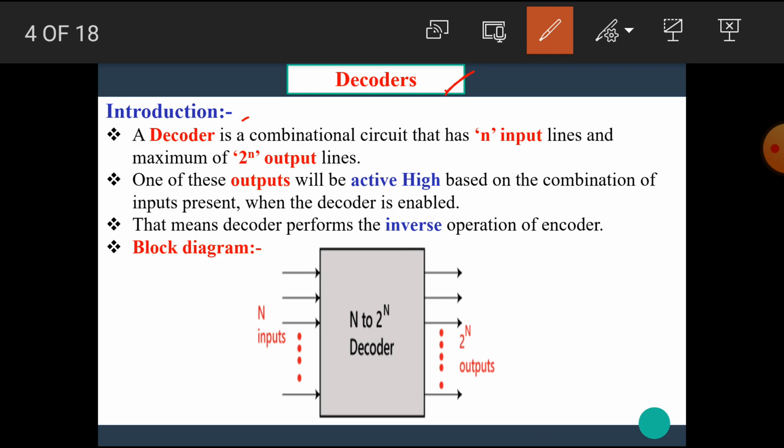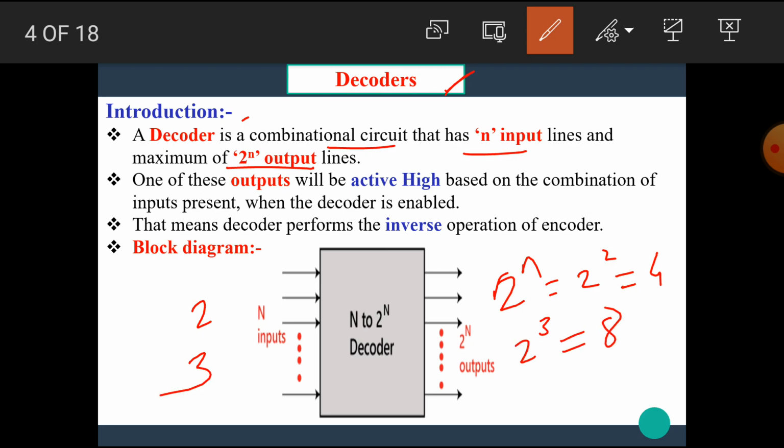A decoder is a combinational circuit that has n input lines and maximum 2 raised to n output lines. That means if it has two input lines, then it has 2 raised to 2, that is 4 output lines. If it has 3 input lines, then it has 2 raised to 3, that means 8 output lines.